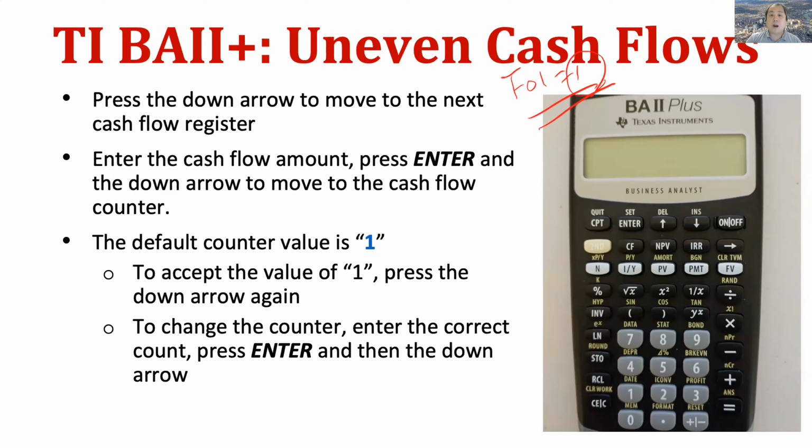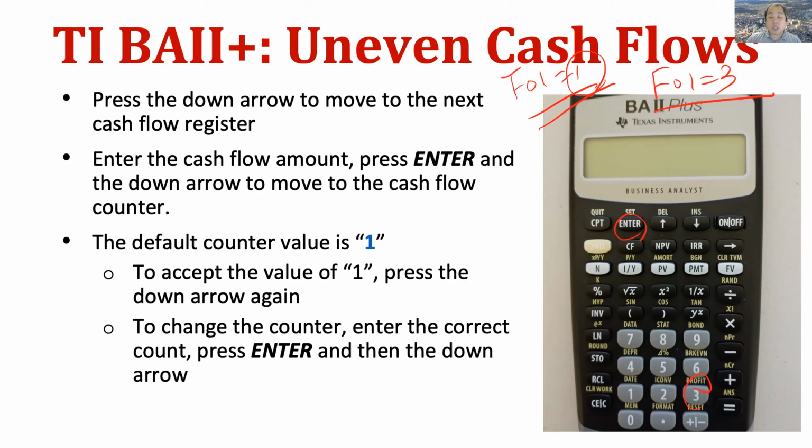So for our case, we have $4,000 three times in a row. Then you can simply press 3 and enter. So 3 and enter, then F01 becomes 3. Then it automatically assumes that your first, second, and third cash flow will be $4,000. That's how to use the frequency function.